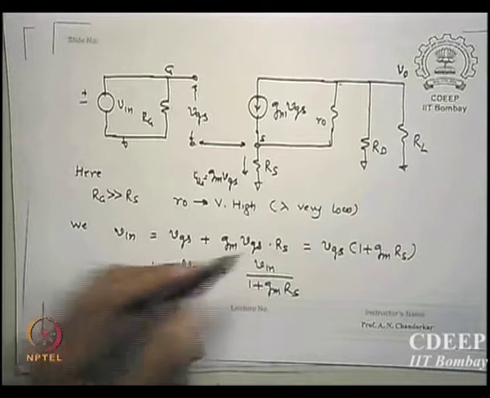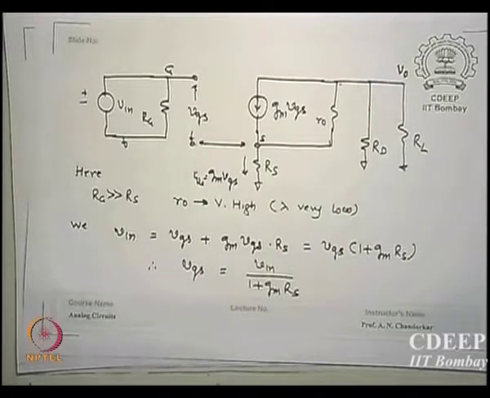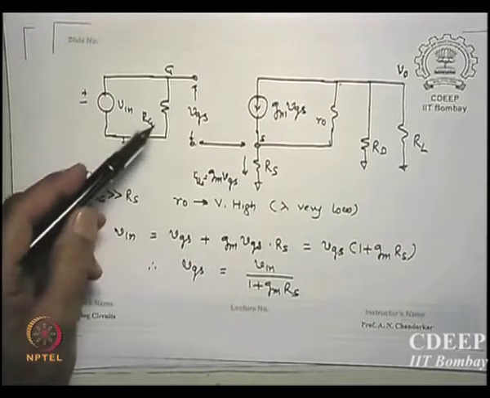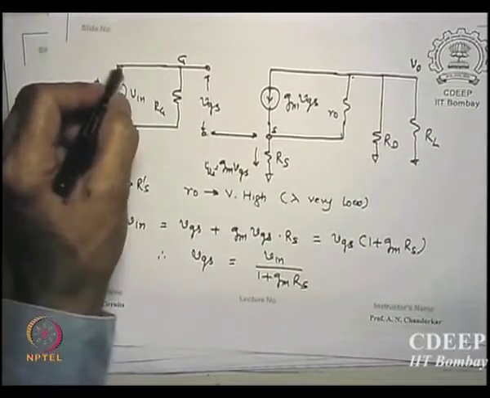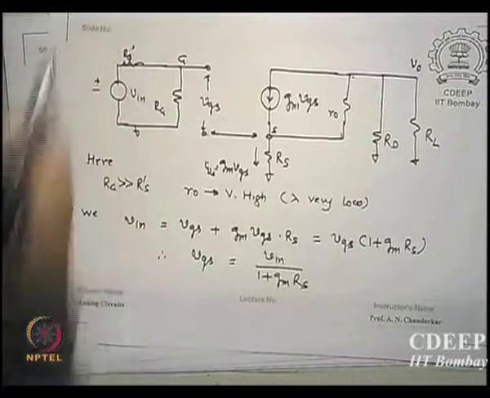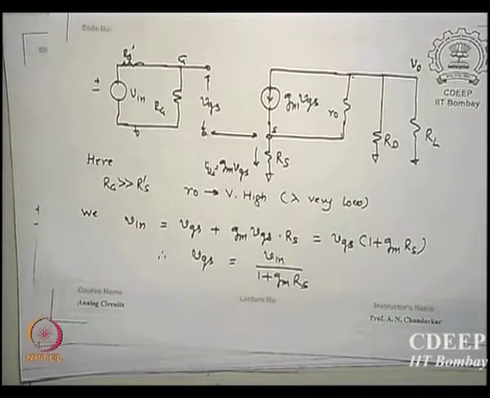For the sake of simplicity, maybe we can say lambda is very small. First case, we may say RG is much larger than RS', sorry, this is called RS dash, and we say R0, first for simplicity.